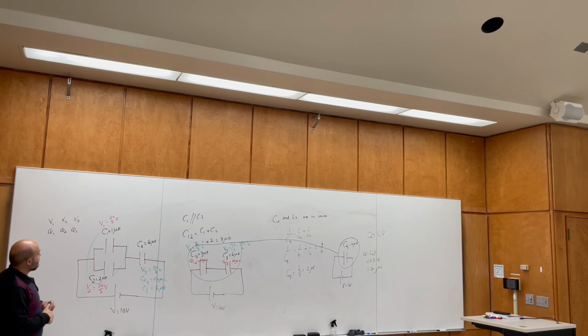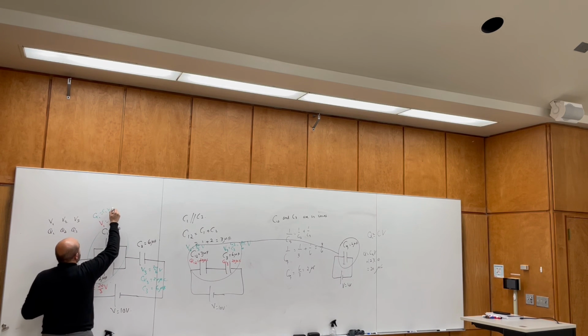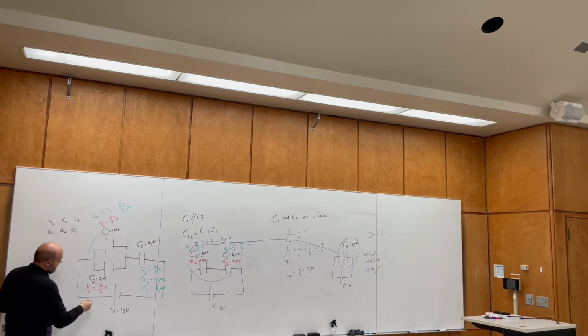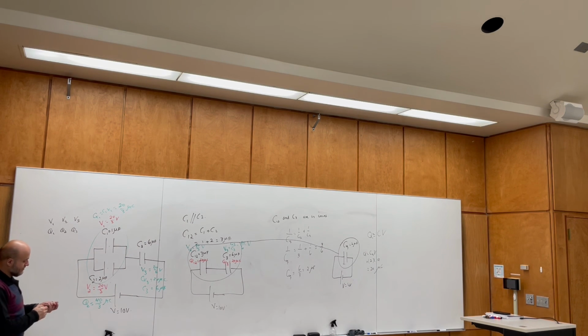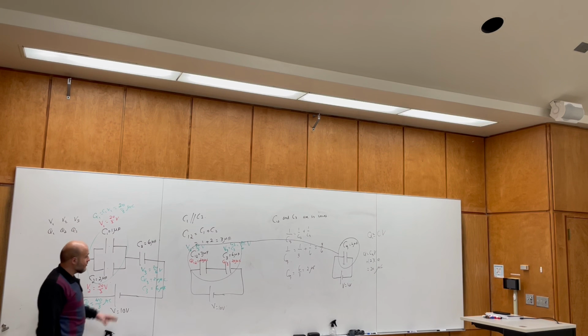And now, since I know C and V, I can find the Q. So now Q1 is C1 V1. This times this is going to be 20 over 3 microcoulomb. And Q2 is 2 times 20 over 3, which is going to be 40 over 3 microcoulomb. So now I have the 3 values for each capacitor.